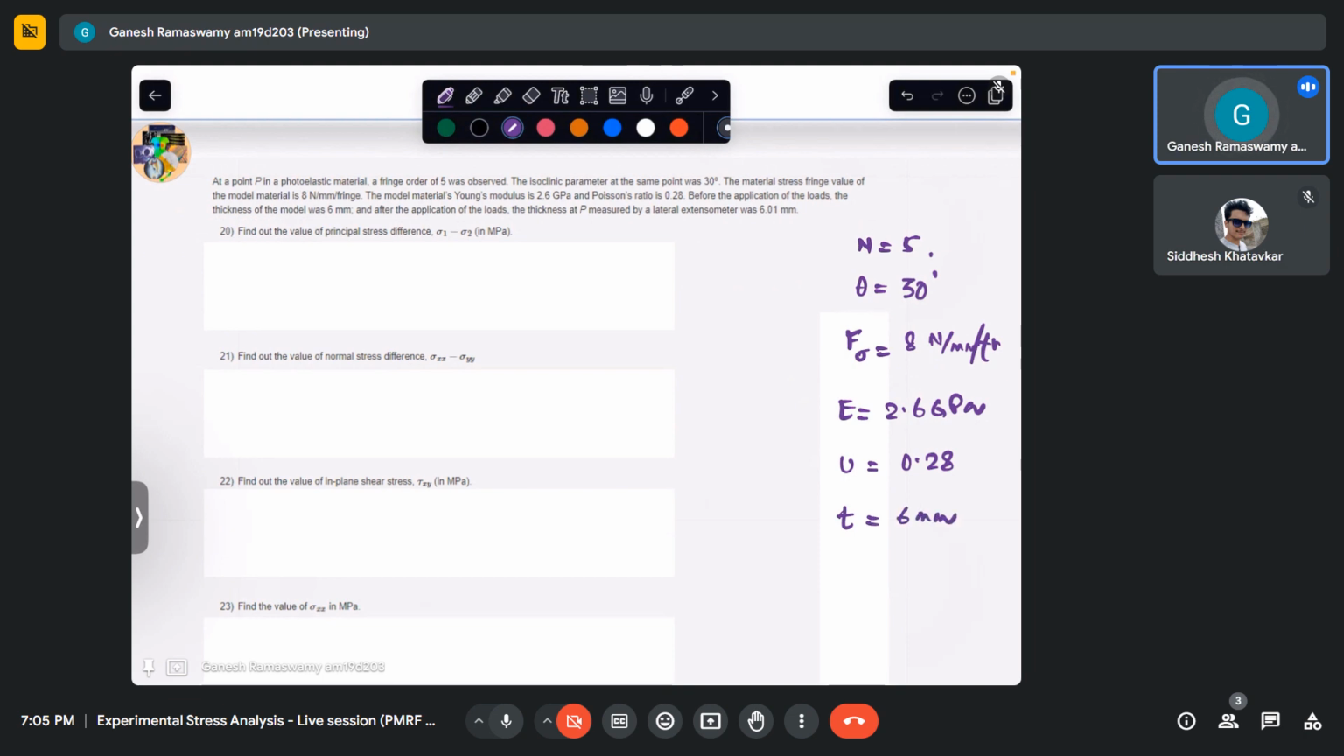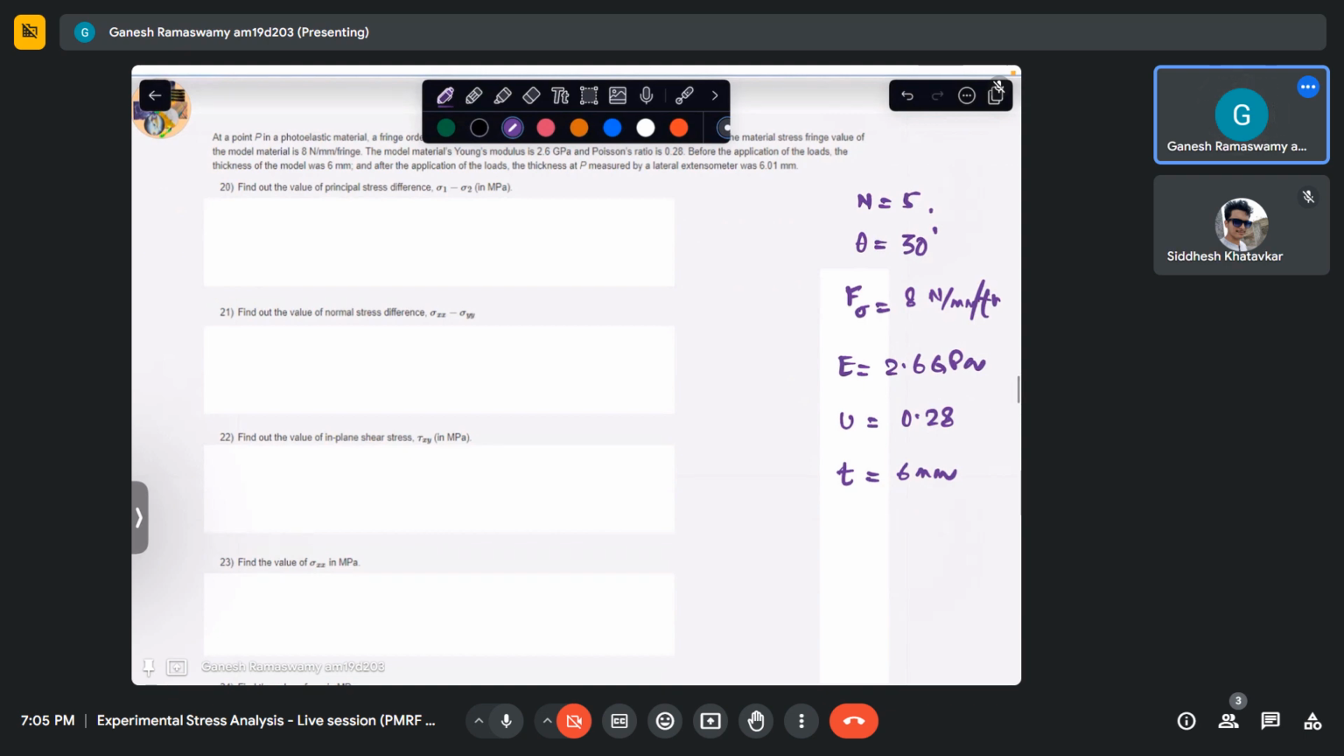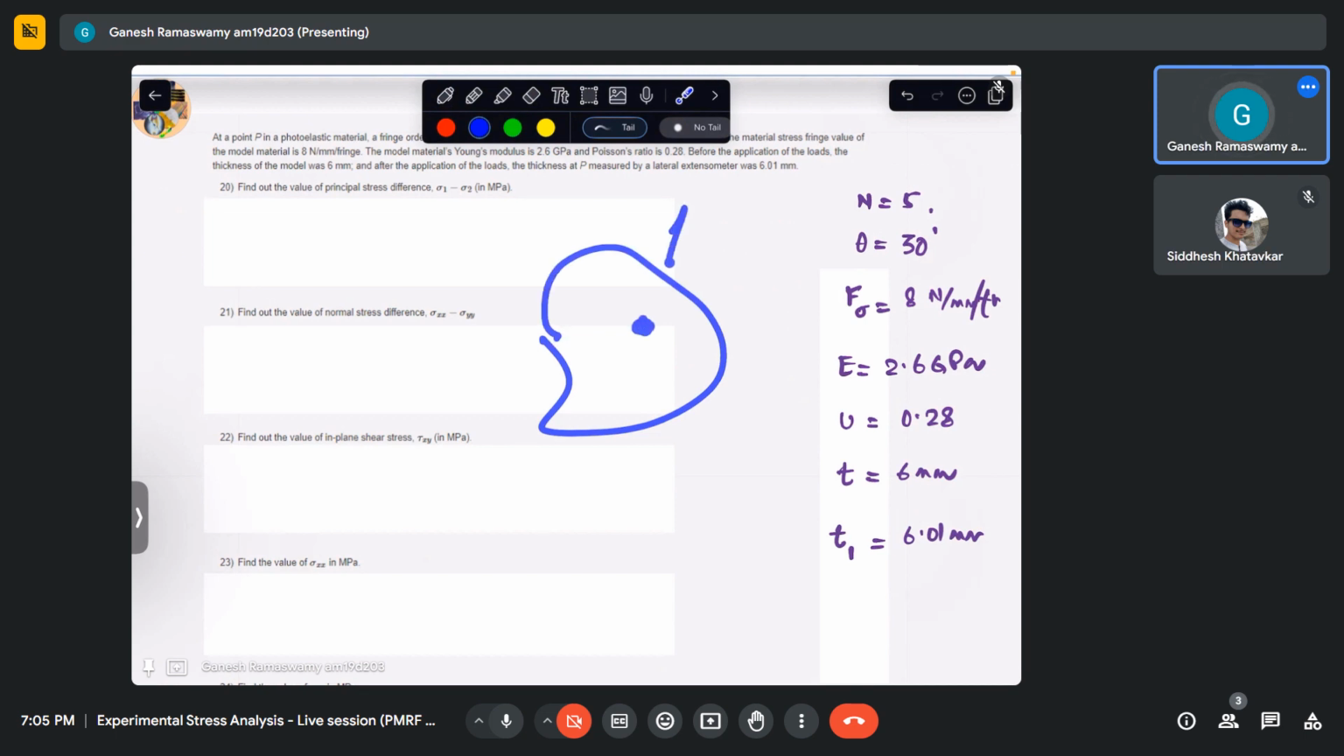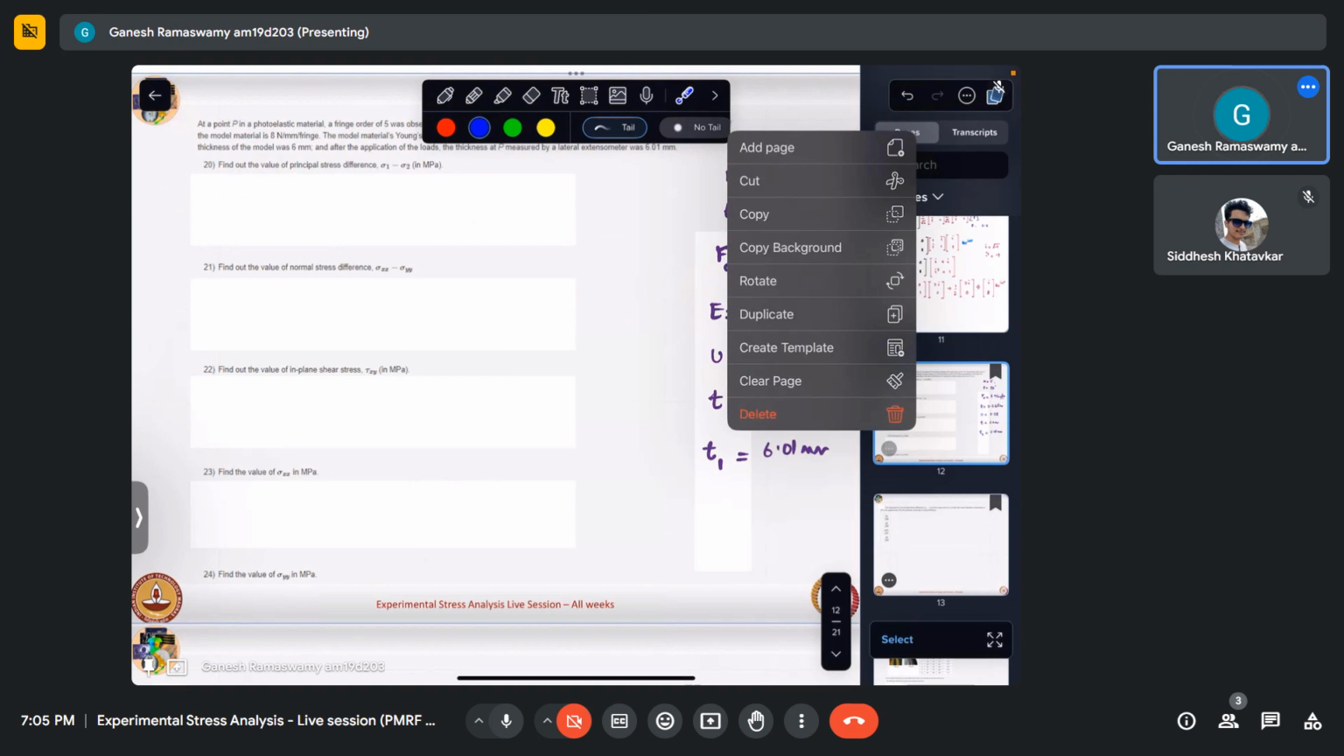And then after we applied the load at this particular point P, the thickness was measured using a lateral extensometer and the thickness t1 is 6.01. So what has happened essentially, we had some model, at point P we were looking, it was subjected to some load. The out of plane thickness was 6 mm. After the application of the loads, it was measured that at this point the thickness became 6.01 mm. Very well. So these quantities are asked. So let us see how to address this.